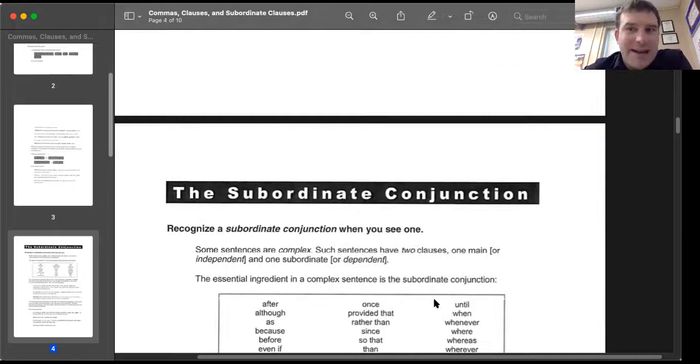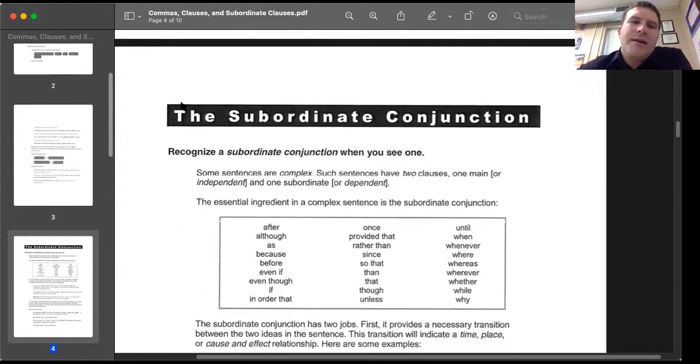And if you notice right then, I used a subordinate clause, not even thinking about it, because language is not, we're just kind of putting qualifiers on these things that you already naturally know how to do. So the subordinate conjunction is what turns an independent clause into a subordinate one. So recognizing subordinate conjunctions when you see one. Some sentences are complex. Such sentences have two clauses, a main one or an independent one, and a subordinate one or dependent one. That's what makes them complex.